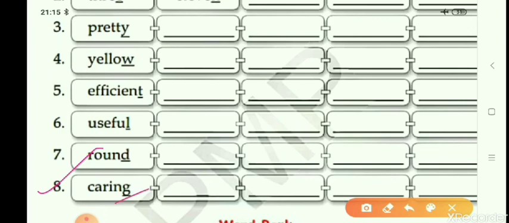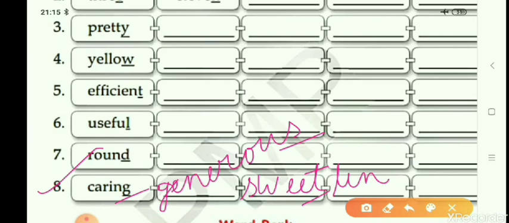Now the eighth one. C-A-R-I-N-G, caring. The last letter is G, so we will start with G. G for generous, G-E-N-E-R-O-U-S. The last letter is S, so we will write sweet, S-W-E-E-T. Now the last letter is T, so the word will start with T. T-E-N-D-E-R, tender. Okay. Then the last letter is R, so our word should start with R and it could be rude.